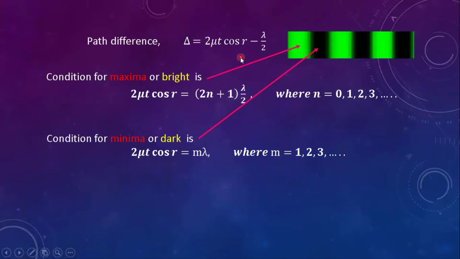This path difference will come. How is this path difference coming? That we'll explain now. Let's see how this path difference arises and how these conditions are arranged.